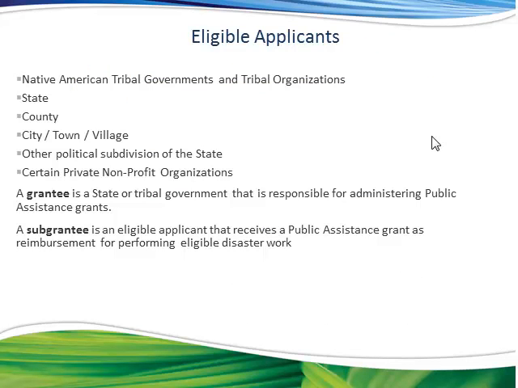Here on this slide, you'll see a list of eligible applicants. They can range from Native American tribes to state, county, city, towns, villages, political subdivisions of the state, and certain nonprofit organizations. Also, please note that the grantee is a state or tribal government that is responsible for administering public assistance grants, and the subgrantee is an eligible applicant that receives public assistance grants as reimbursement for performing the disaster work.